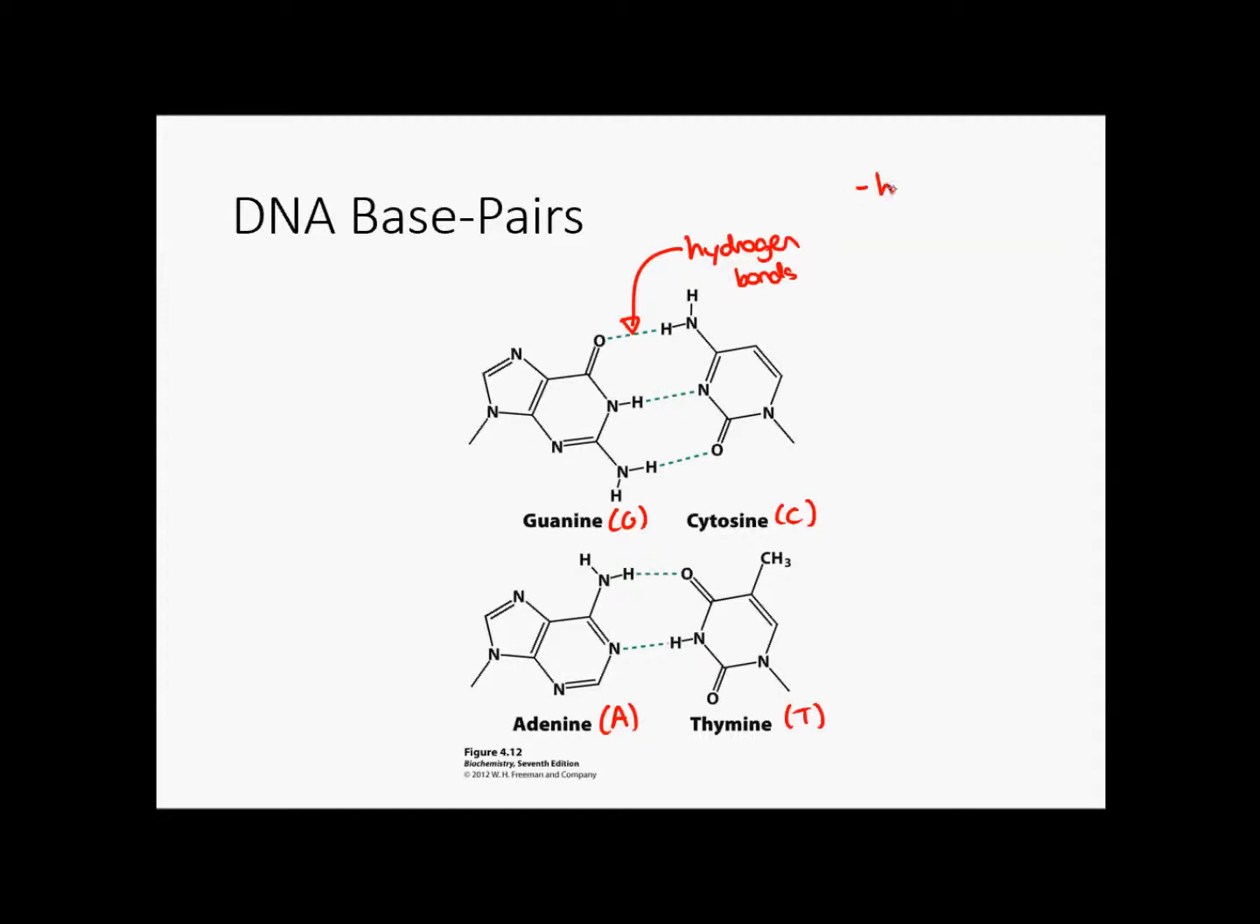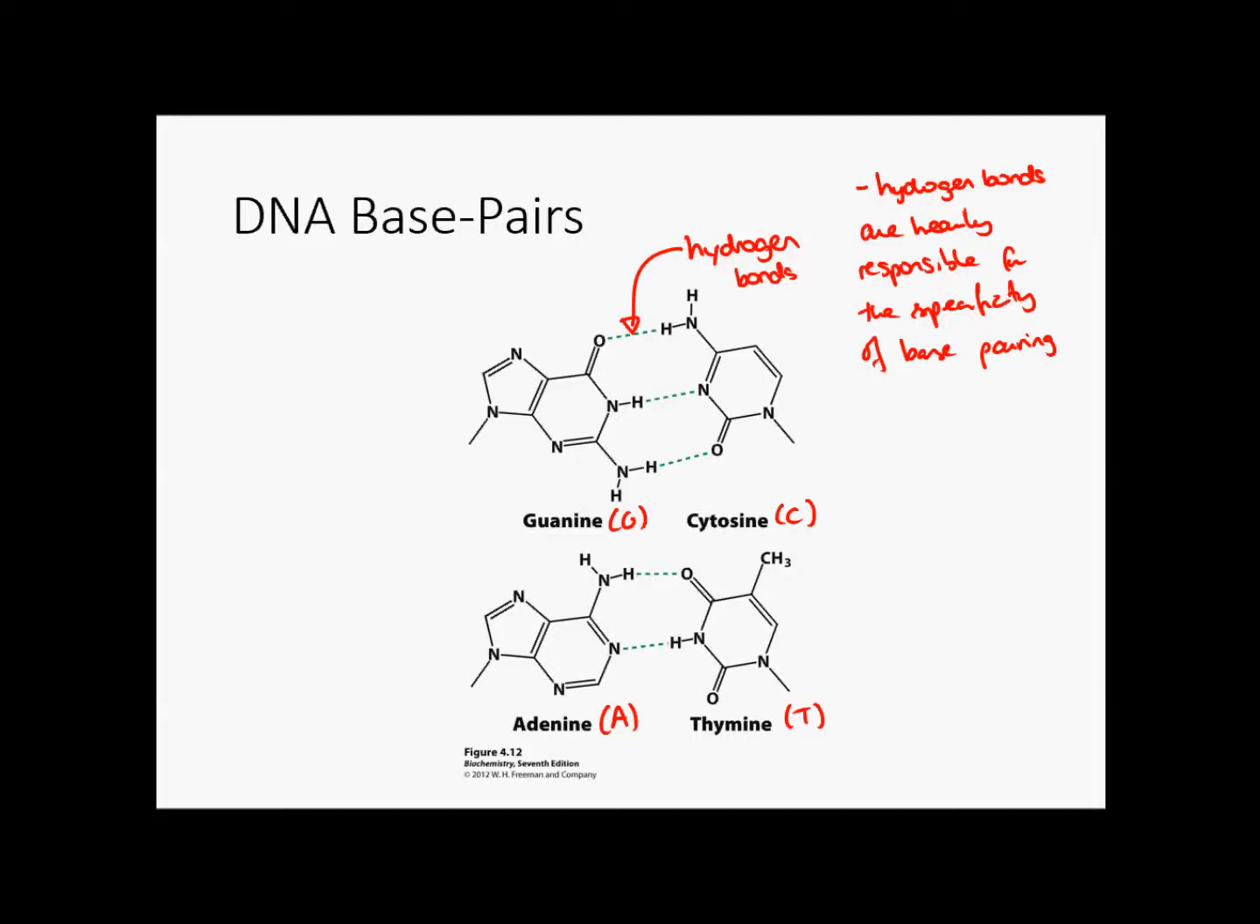And these hydrogen bonds are heavily responsible for the specificity of base pairing. Now, there are a couple things to note. Number one is kind of a mnemonic. If you look here, guanine and cytosine both have curves in the letter, whilst adenine and thymine have straight lines. So those with straight lines base pair with each other, those with curves base pair with each other.